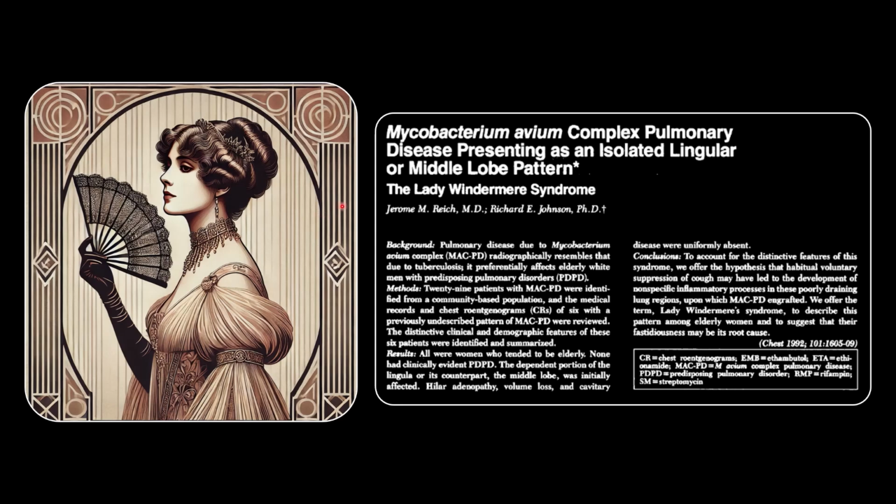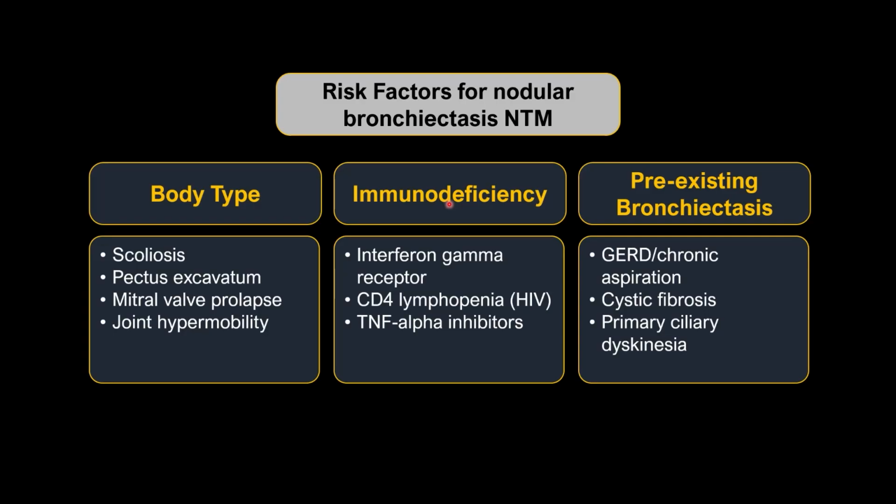And the term was coined by this paper in 1992, and the authors of this paper called the disease Lady Windermere syndrome because they thought that it occurred in elderly women who suppressed their cough, and that's how they got the disease. Now, first, this hypothesis is not really accepted today. A number of risk factors have been described for NTM, like body morphotype, multiple gene abnormalities, and pre-existing bronchiectasis.